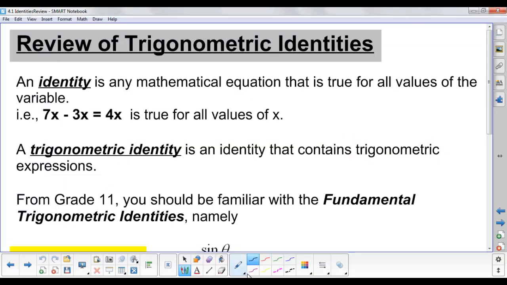Hey guys, and welcome to the first lesson of Unit 4, 4.1 Review of Trig Identities.